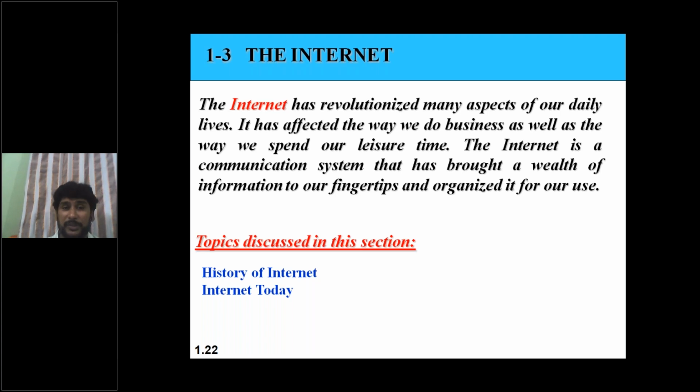And the presence of the internet has made a lot of changes in the way we do business, and at the same time in how we spend our free time, right? So let us try to understand where the internet started, and then we'll try to understand what standards have been used for the internet.